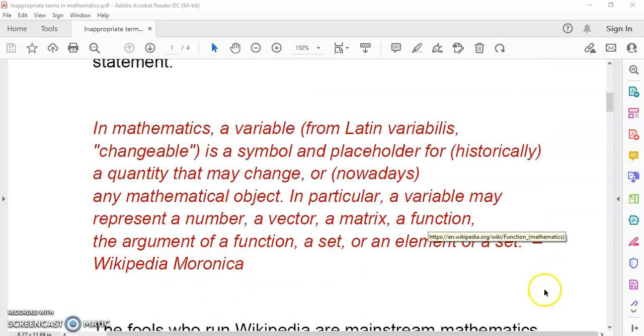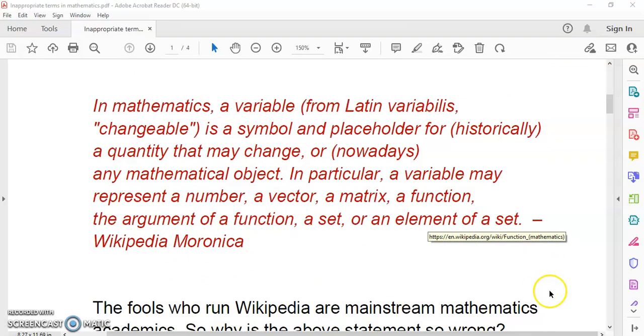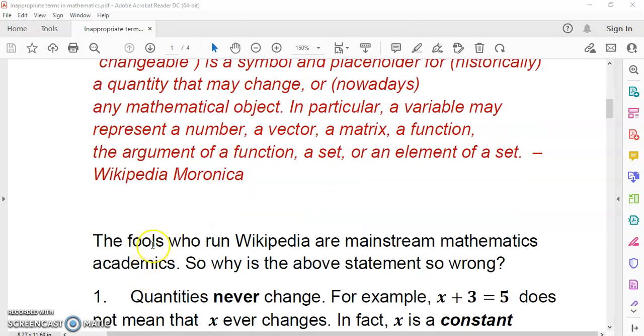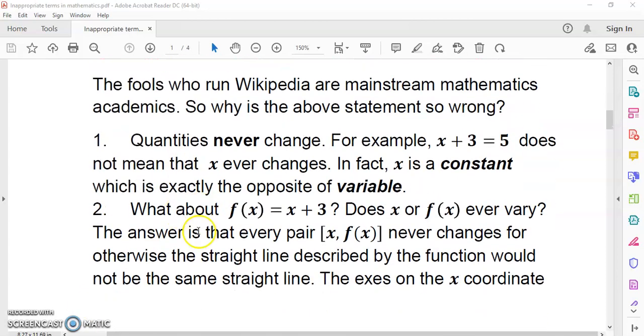So let's take the first example. Wikipedia says that in mathematics, a variable, from the Latin variabilis, or changeable, is a symbol and placeholder for a quantity that may change, or any mathematical object. I'm not going to waste time on that garbage, but note that those who run Wikipedia are mainstream mathematics academics. So why is the above statement so wrong?